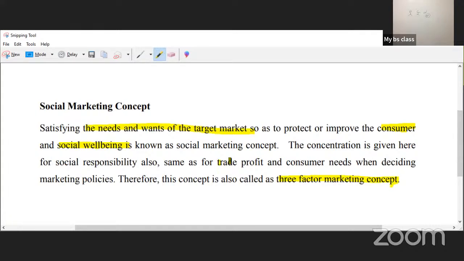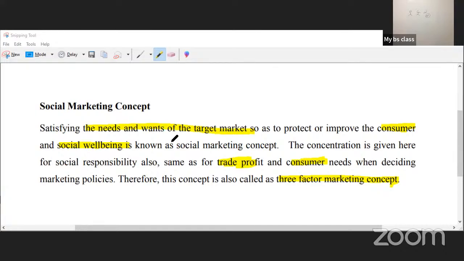And also you think about the trade profit. You think about the customer, and also the society, right? You can take two sentences from here and describe it, and you will receive 2 marks for that. There is another point with which you can easily get another 2 marks.